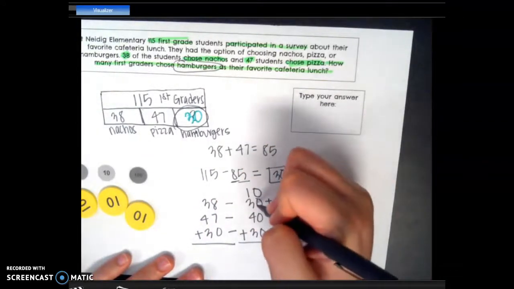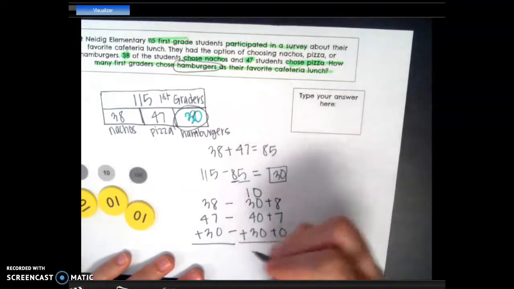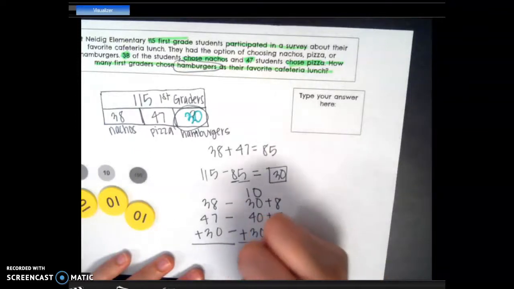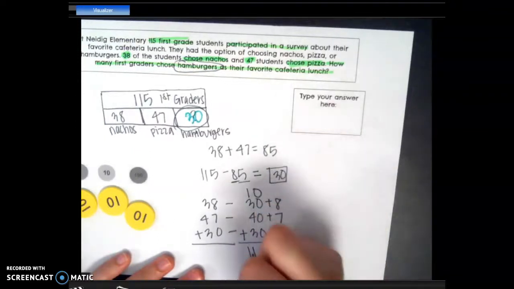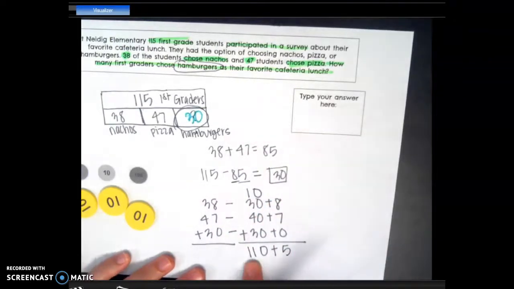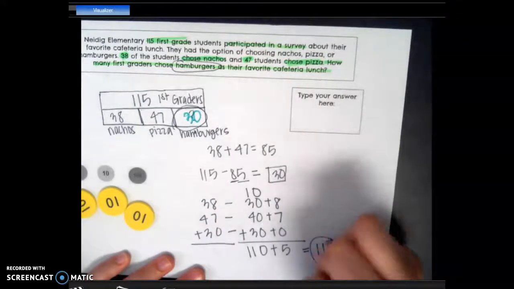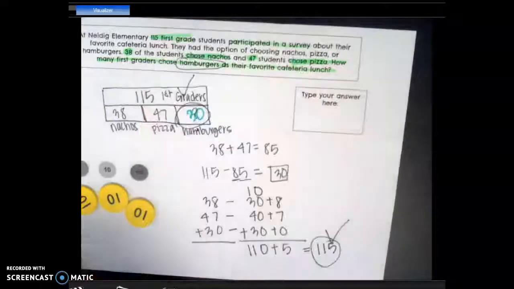10 plus 30 is 40. 40 plus 40 is 80. 80 plus 30 is 110. You could put 10 here, and then if you wanted to, you could regroup your 100, or you can just write 110. So 110 plus 5 equals 115. So those match, and I did my answer correctly.